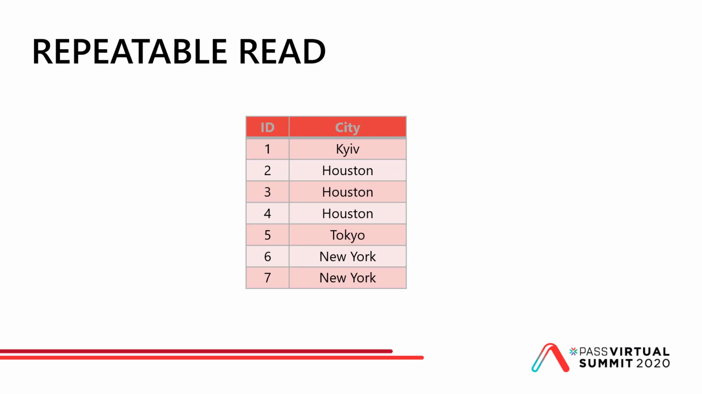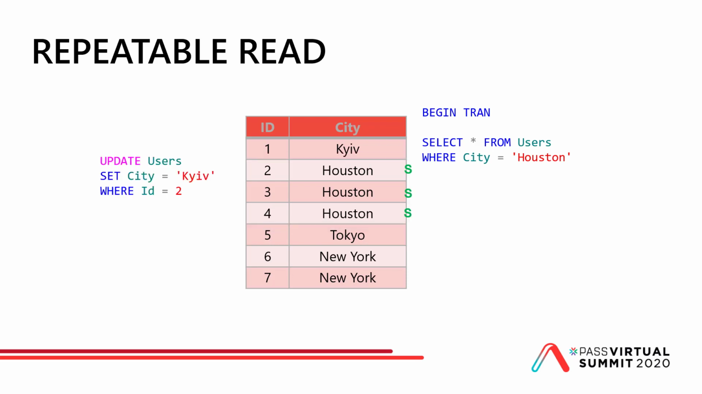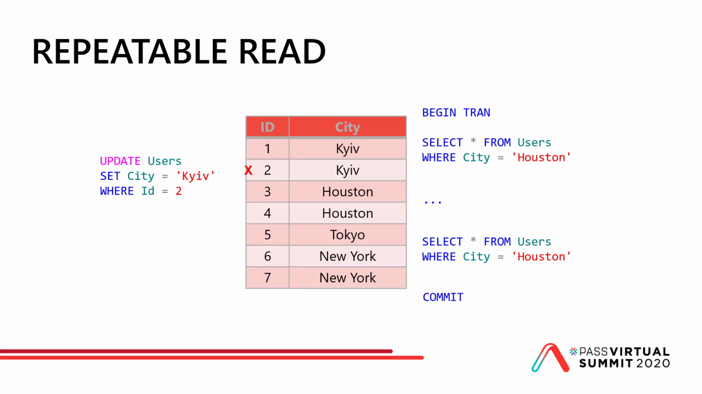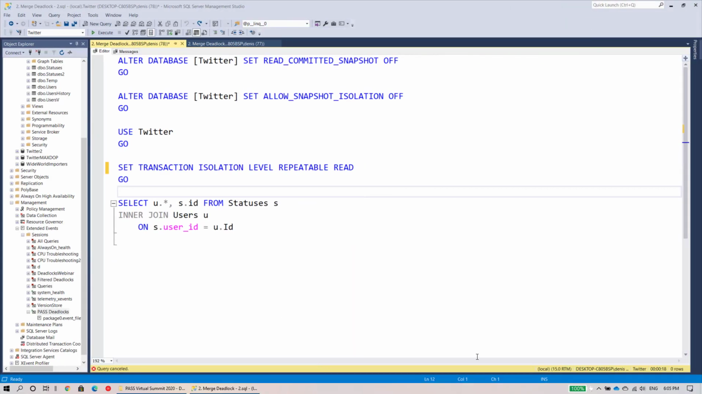And when we use repeatable read isolation level, SQL Server will hold shared locks till the end of the transaction. So we're selecting data from users where city equal Houston, and now the update statement can't do this update because shared locks are still there. So the second query in the transaction will return the same 3 rows. And only after this transaction finishes, the update can put an exclusive lock on the row and do the update. That's how repeatable read works, and this is the rule which this query will follow.